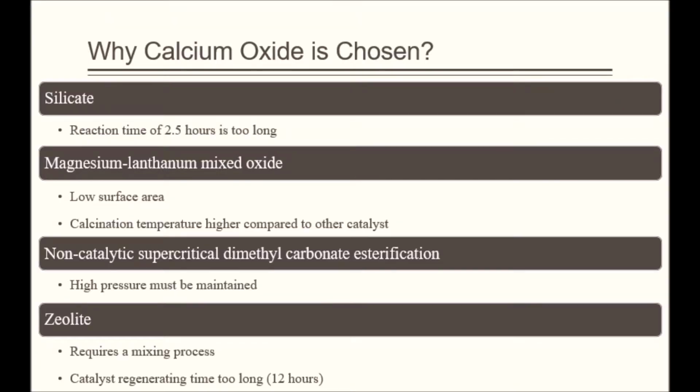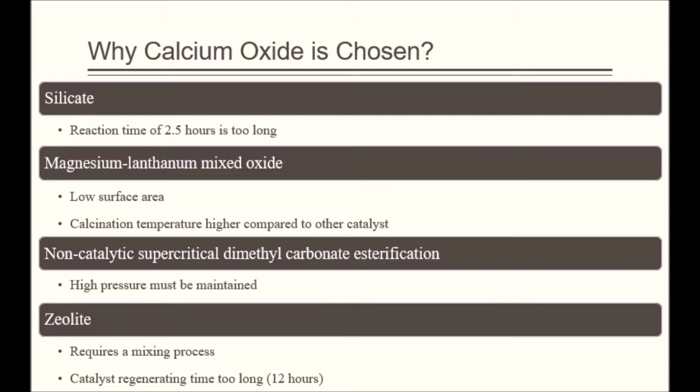Silicate is a cheap and effective heterogeneous base catalyst. By using silicate catalyst for the transesterification process, the optimal condition of calcination temperature is 200 degrees Celsius. The calcination temperature is lower compared to using magnesium lanthanum mixed catalyst. The glycerol conversion by using silicate catalyst can achieve 97.8%, and the glycerol carbonate yield is 95.5%.